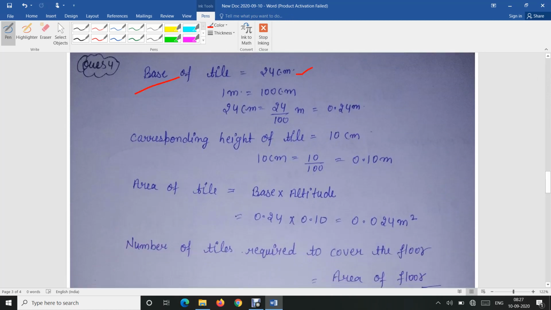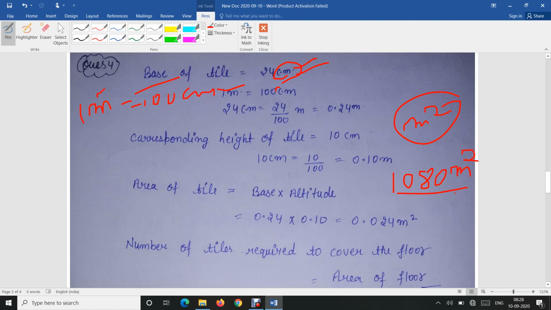So the base of the tile is 24 centimeter. There is one thing: the area of the floor is given in meter square, 1080 meter square. So we need to change these units, because this is centimeter, so we have to convert centimeter into meter, and we know that 1 meter is equal to 100 centimeter.